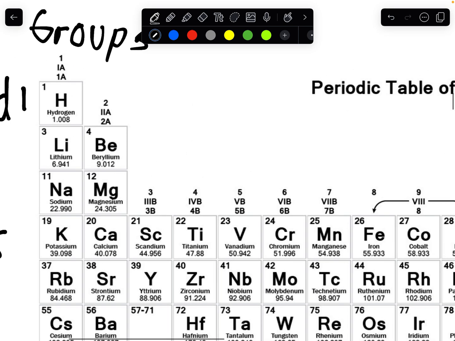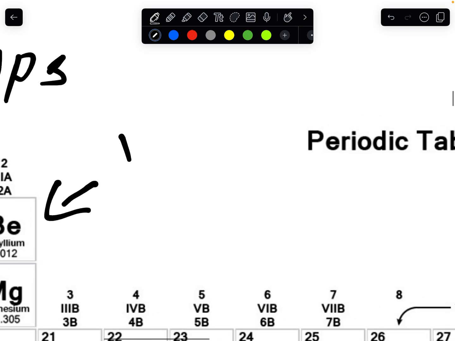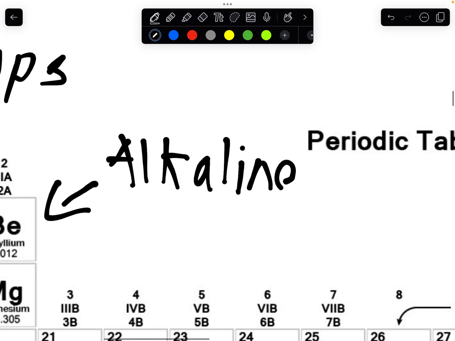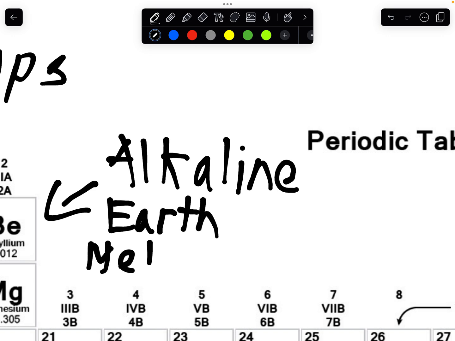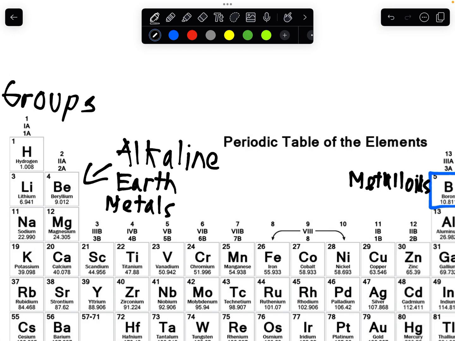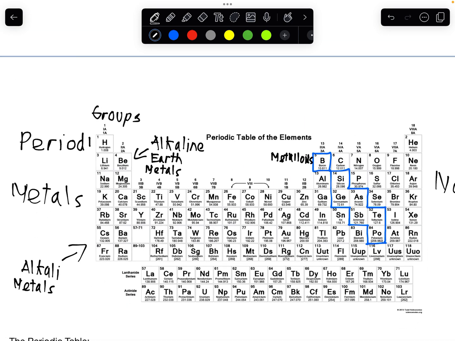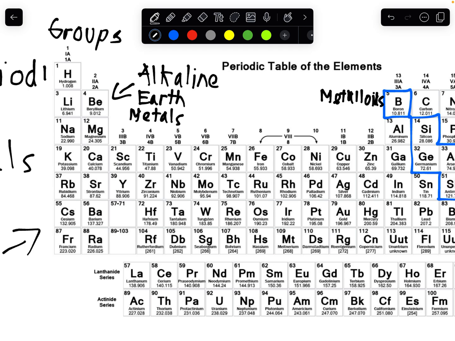Second, we have Group 2, which is called the alkaline earth metals. This group of metals is also pretty reactive, just not as reactive as the alkali metals. These both play an incredibly important role in bonding, which I'll talk about in a later episode.